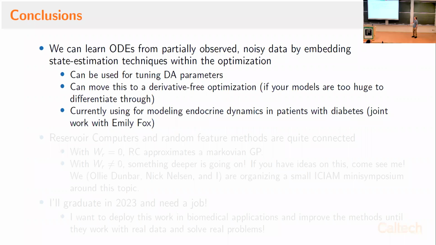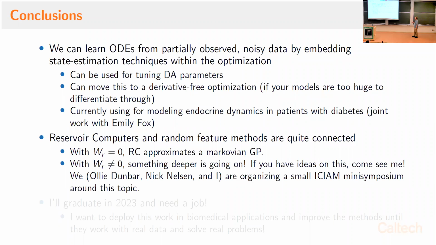Okay, so here are some conclusions. We can learn ODEs from partially observed noisy data by embedding state estimation techniques within the optimization. So you could even use this to tune DA parameters. If you have a big model or one that you're afraid of all this backprop stuff that I'm telling you about, which you should be, all of this still makes sense. We just said we're doing an optimization, so you could still do this in a derivative-free sense, right? So if you have a particle-based optimizer, you could try the same stuff. And it actually could afford you a lot more flexibility. And also using this for trying to model some endocrine dynamics with patients with diabetes.